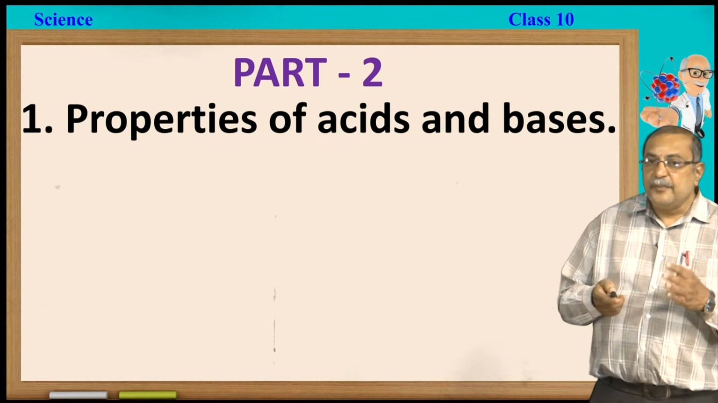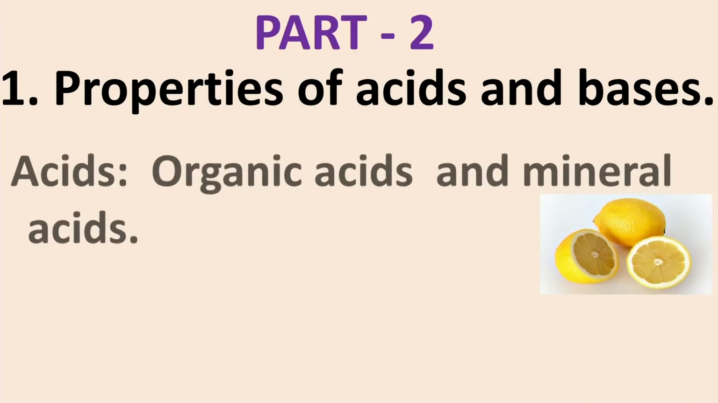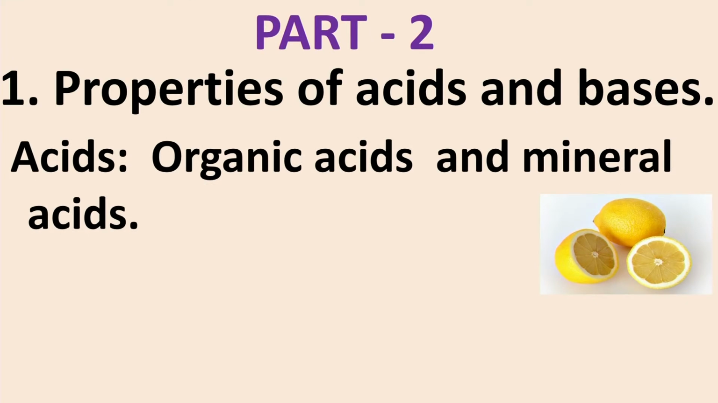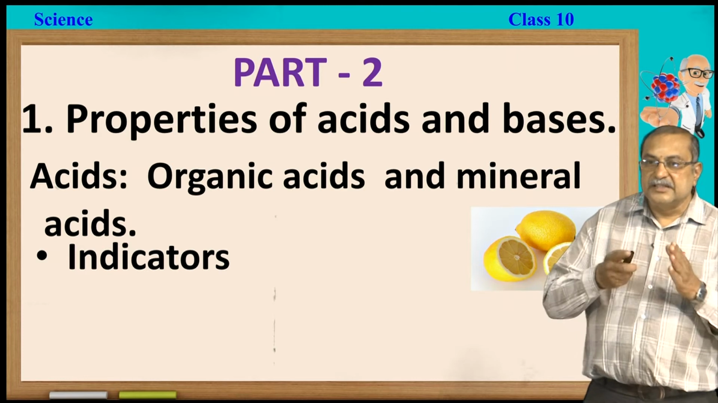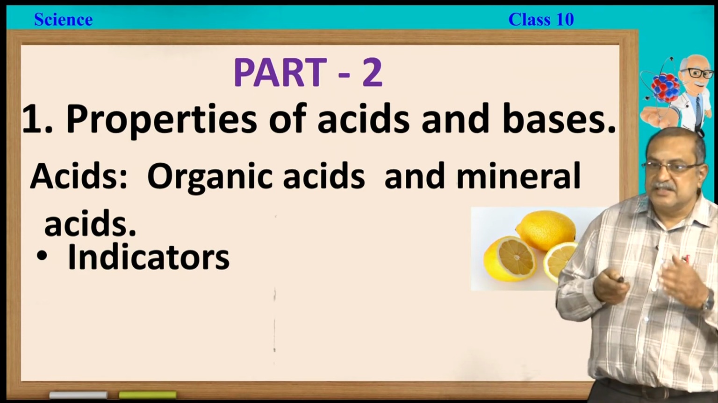Okay. So, properties of acids and bases. In this one we have learned the different types of acids and bases. Acids are of two types, organic acid and mineral acid, and we also learned to identify whether a given solution is a base or an acid. That is by using indicators.